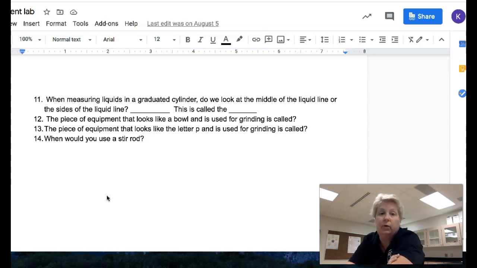And then 14, when would you use a stir rod? Anytime you need to stir. All right, study those questions along with the pieces of equipment. Your quiz, I'll either ask you for the name and purpose, or I will have some questions and you'll have to tell me which piece of equipment. So make sure you've studied all of it.